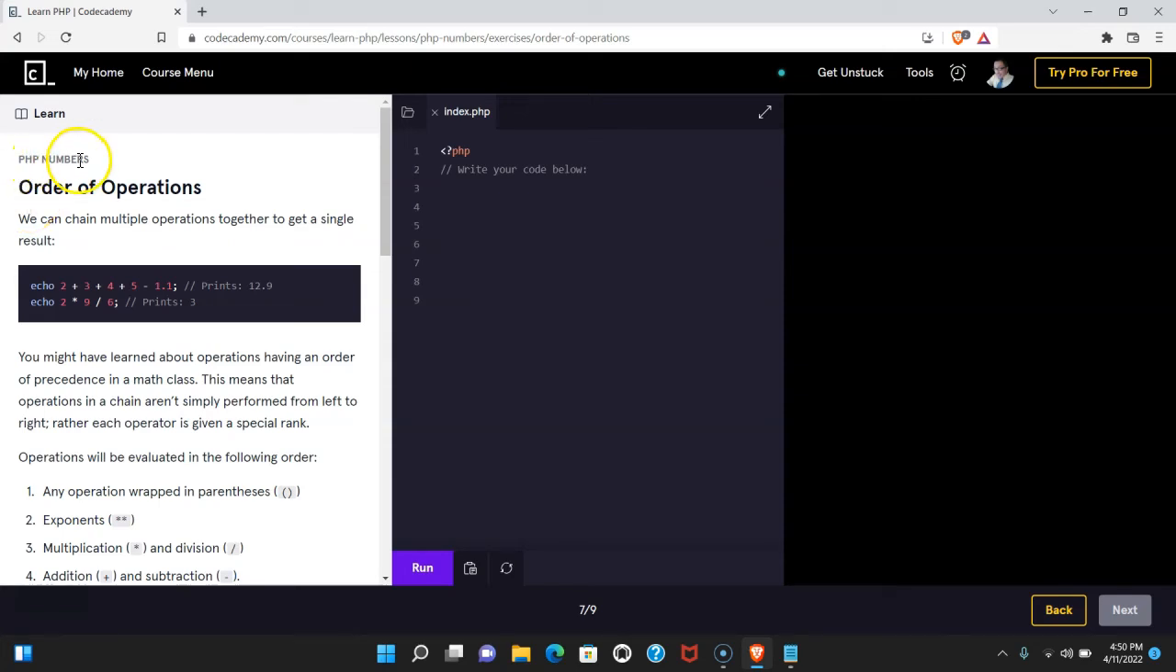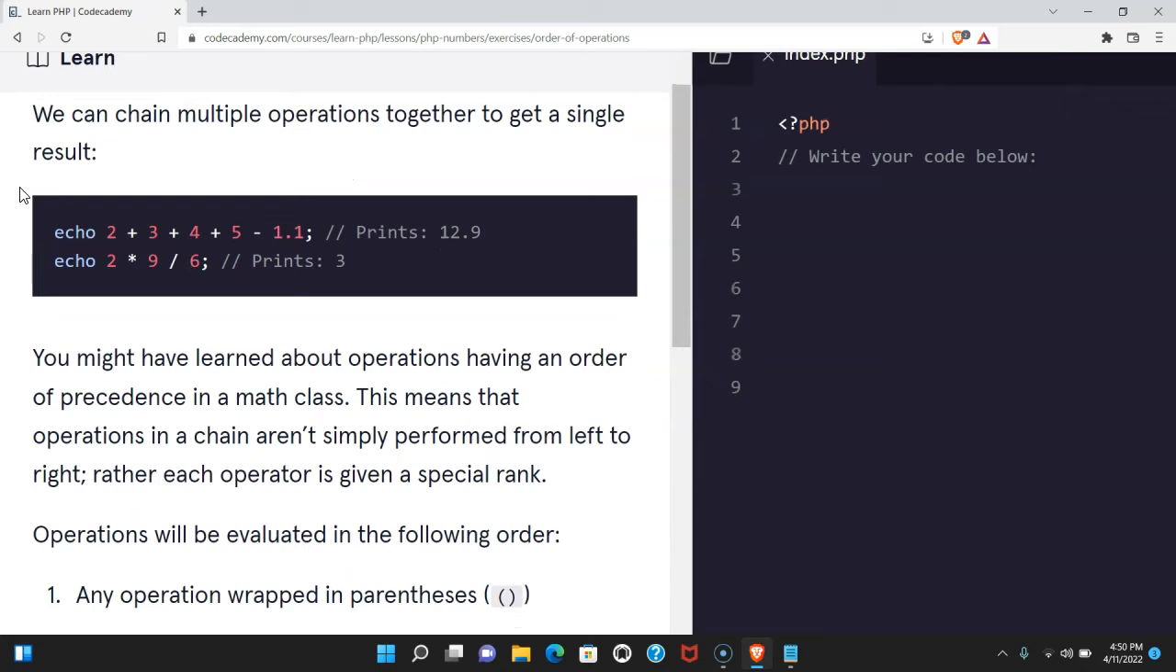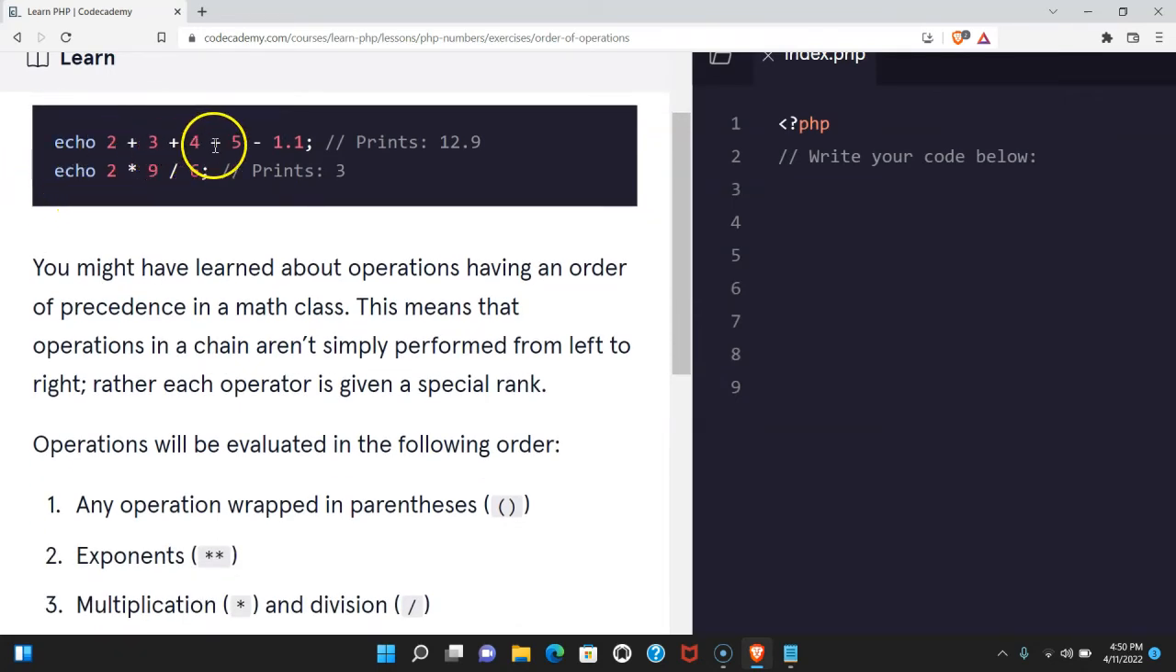We're in the PHP number section. This is order of operations. We can chain multiple operations together to get a single result. Here we have echo 2 + 3 + 4 + 5 - 1.1, which would print out 12.9. We can do echo 2 * 9 / 6, which would print out 3.